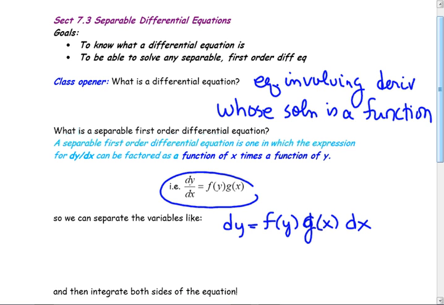Now, sometimes the last point's not worth struggling with, because sometimes it's so hard algebraically to solve for y that you may just say, forget it, I'm not going to worry about that point. You got all the other points, it's great. I wouldn't spend a lot of time.